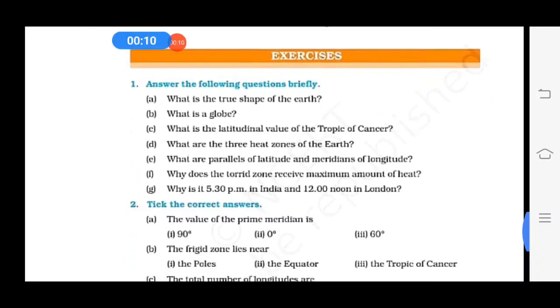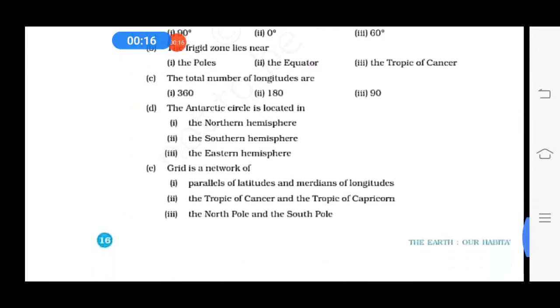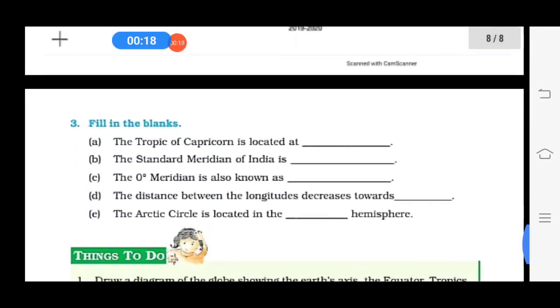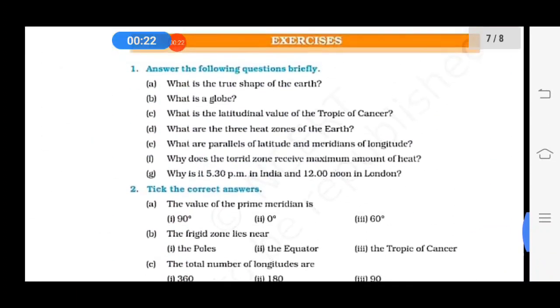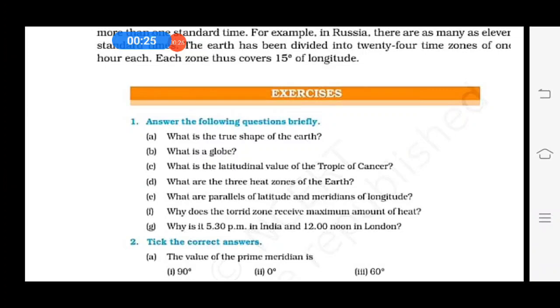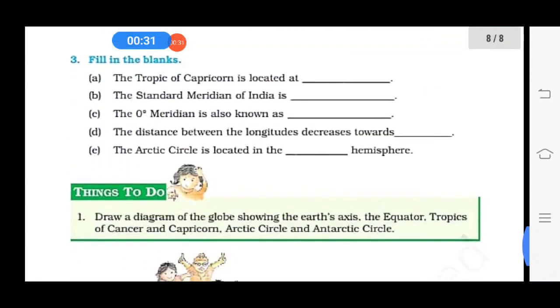Now move to the exercise portion. Here we have some questions. Tick the correct answer and then fill in the blanks. At first, read the chapter very carefully and then try to do these exercises. Next day, we will discuss the exercises and I will give the PDF of the exercises.